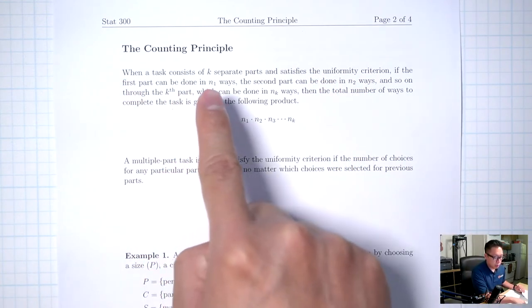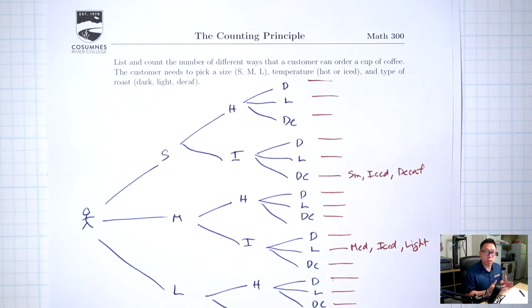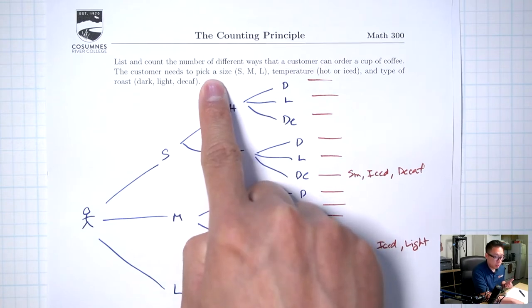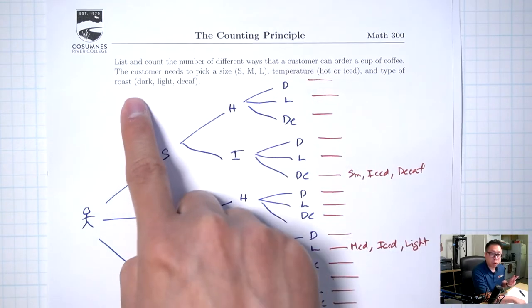When a task consists of k separate parts. So on the front page, our task was to order a cup of coffee. And that task you can break up into three separate parts or three separate choices. Because you have to first pick a size, that's one. Pick a temperature, that's two. Pick a roast, that's three.